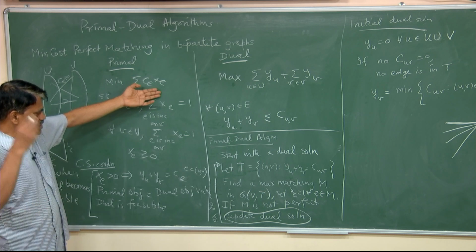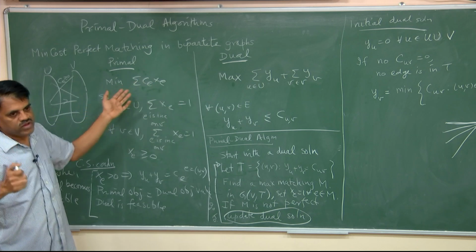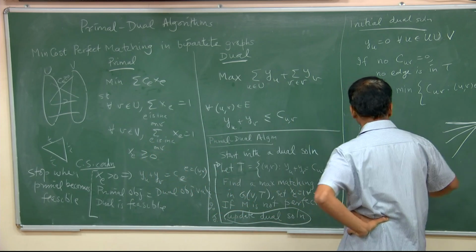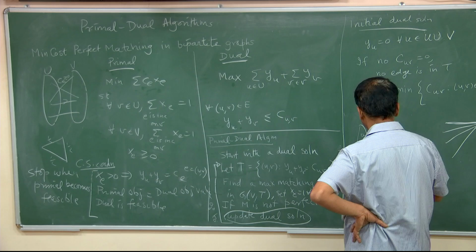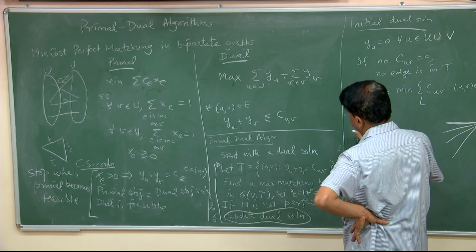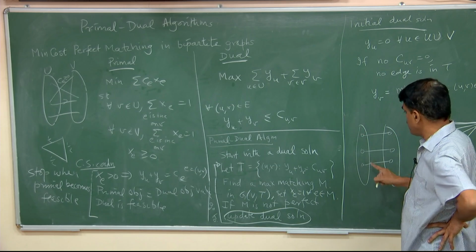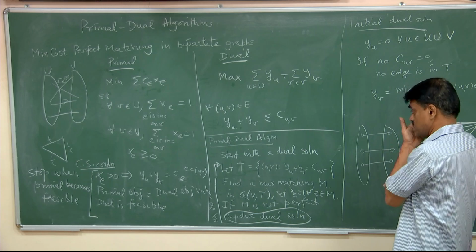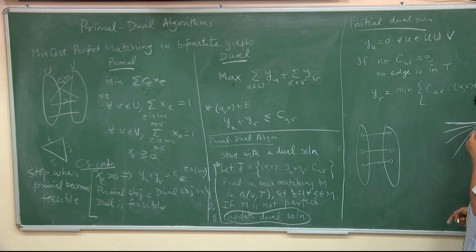For all of these edges, CE is equal to YU plus YV. So suppose I have picked in my maximum matching maybe these edges. Then for these edges, the primal value is the sum of these three capacities or weights, and the dual is YU plus this, YU plus this, YU plus this. Can any other YU, YV be present here?